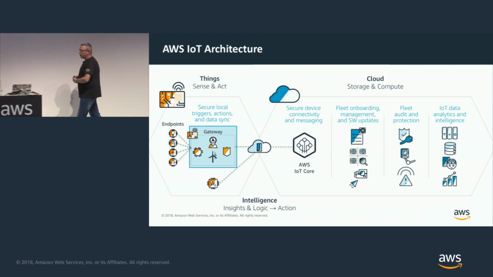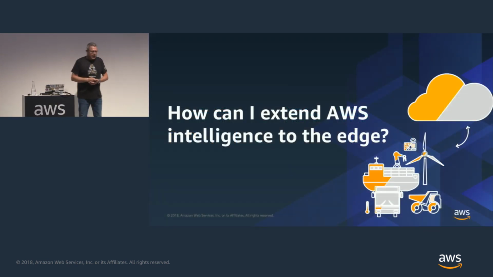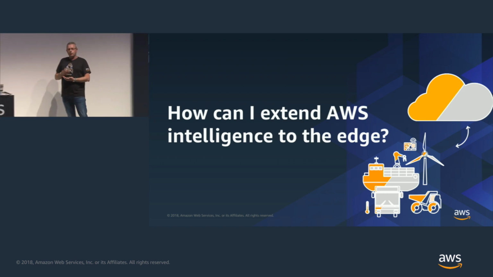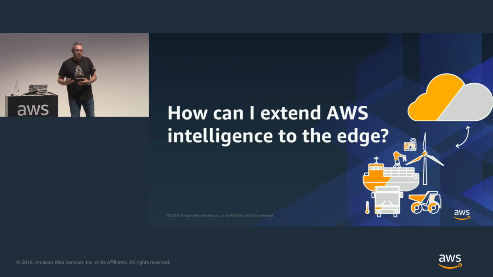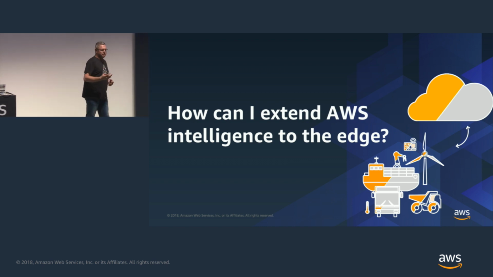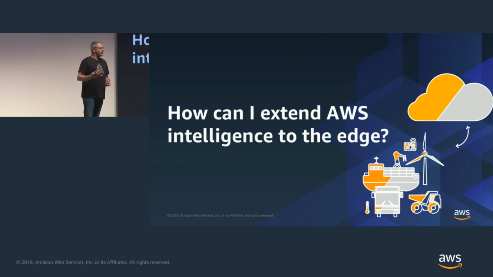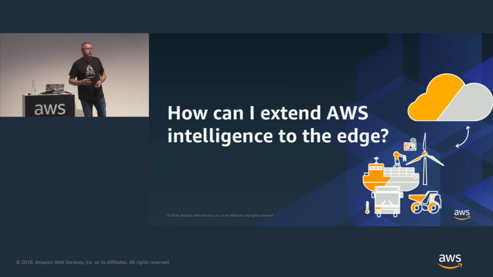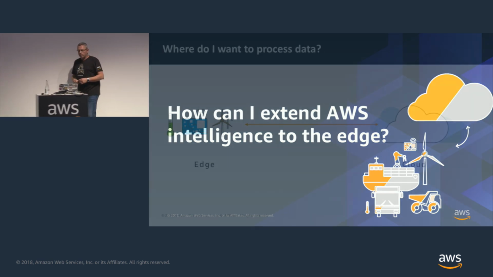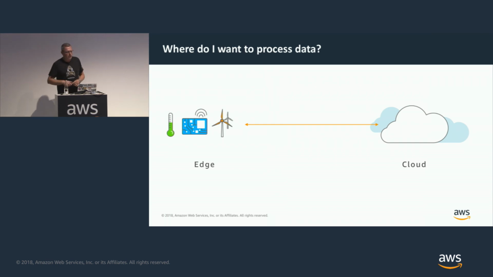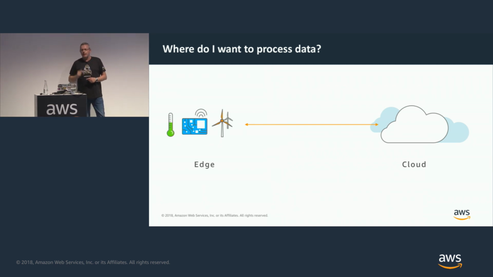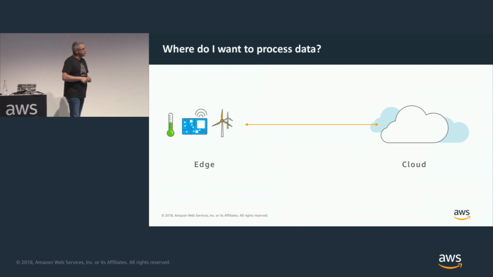And when we're talking about those devices, our challenge is how to extend AWS intelligence to the edge. How to bring the capabilities of the cloud to a device that costs $2, $1.50, maybe less today, and still needs to operate in a secure, scalable way. And for every use case, we need to decide if you want to do the data analysis in the cloud or at the edge.